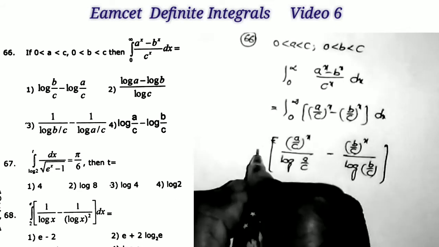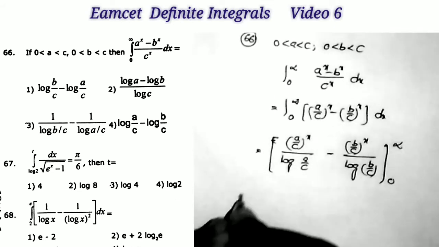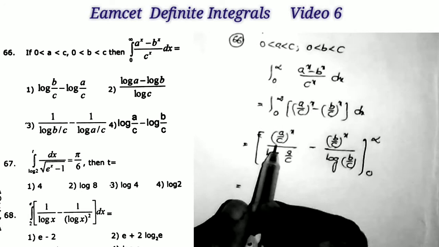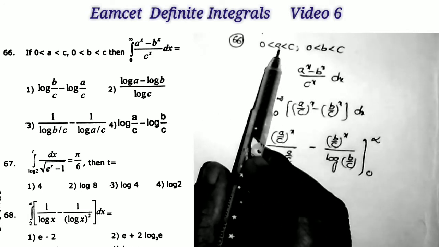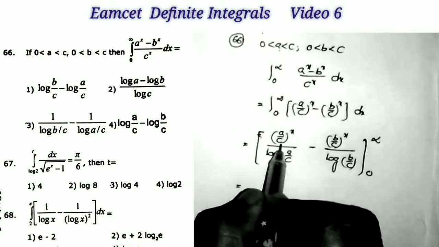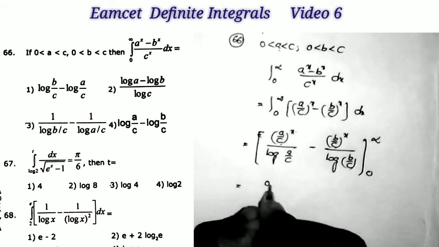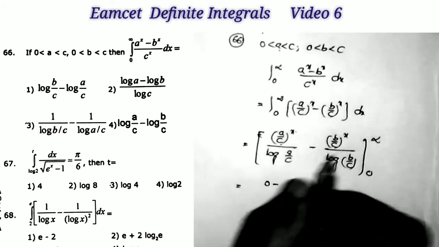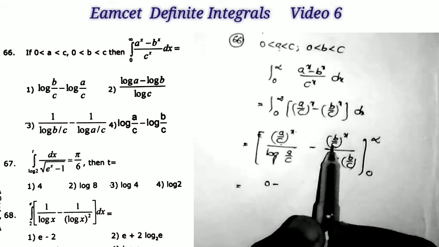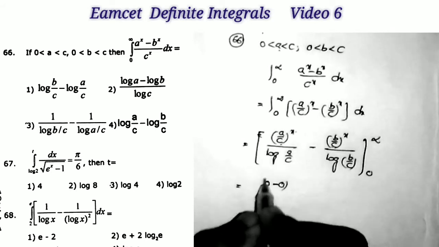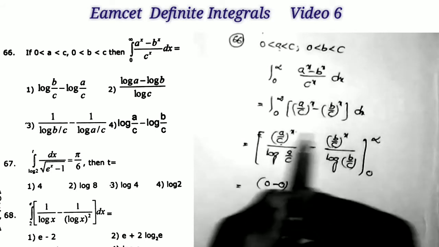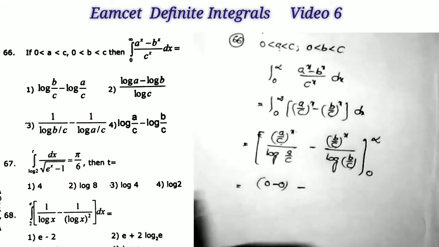Now replacing the limit values, where the limits are 0 to infinity. First I am replacing infinity here. A by c is less than 1. A by c less than 1 means a fraction value power infinity becomes 0. That is 0 minus, here also b by c less than 1, a fraction value power infinity becomes 0. When we take the upper limit in the answer, we get the values 0, 0.